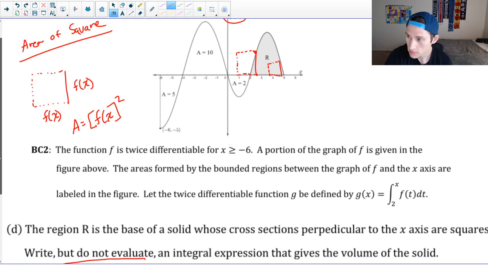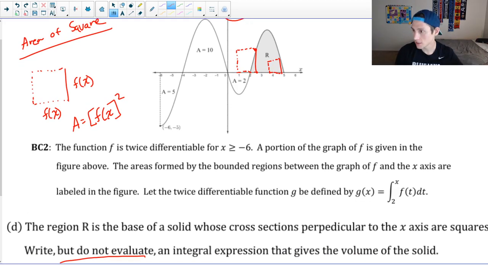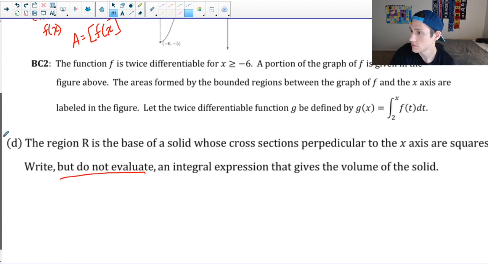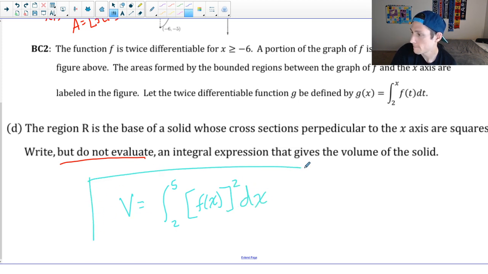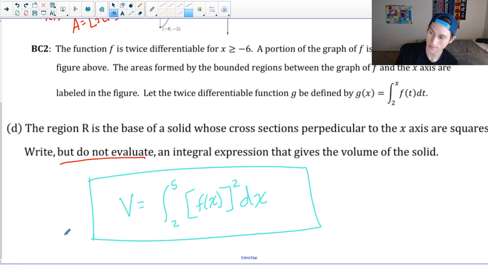Okay, so to find volume, we just take area and integrate it over the interval. So where does this interval occur from? It goes from 2 to 5. So the volume equals the integral from 2 to 5 of f of x squared dx. That's it. Now it's a little easier because it told us not to evaluate it, but still.